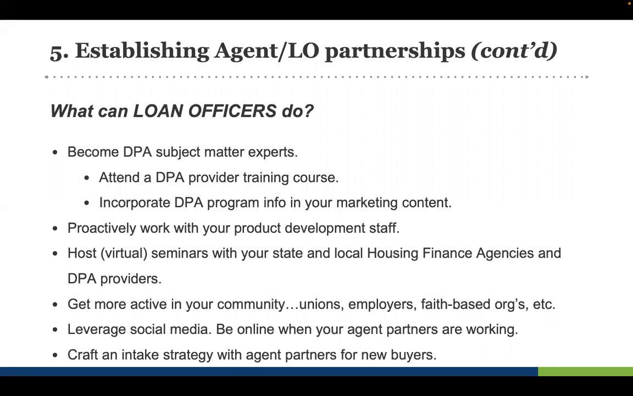And get more active in the community. We're in a purchase market. We all need purchase business, right? Talk to unions, employers, faith-based organizations. It's boots on the ground time, right? And while doing so, make sure you broadcast your DPA offerings, the fact that you have them and that you want that business from both the prospective buyers and the real estate agents that are going to work with them. Leverage social media. Are you online when your agent partners are working? Leverage social media to, again, communicate what your offerings are.